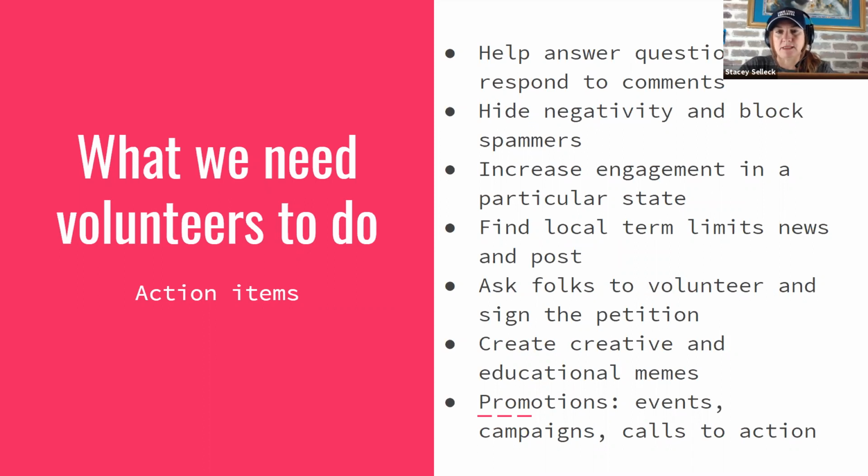So here are some of those things, to reiterate some and maybe bring up some new ones. Help answer questions and respond to comments. One of the big things we have to do a lot of times is hide negativity and block spammers. If somebody's posting memes that have nothing to do with term limits on Congress and they're hitting up all the pages, or they're looking for personal conversations with people, and they're obviously not term limit supporters, then we would hide those and block any spammers. We don't delete anything, we just hide it. You go to the ellipsis up at the top corner and you hit hide post.